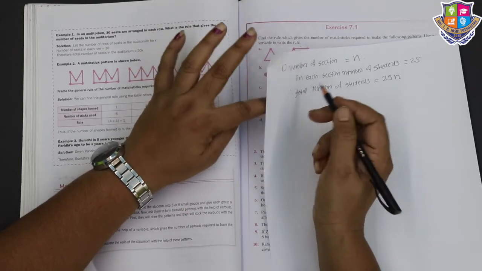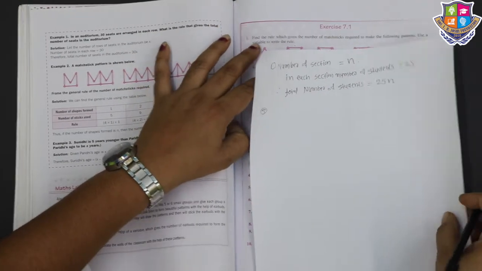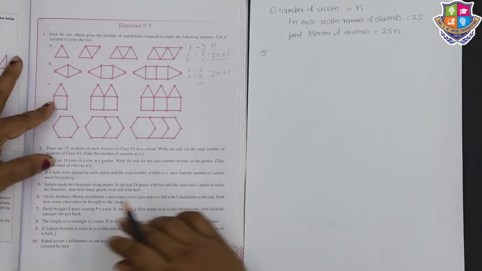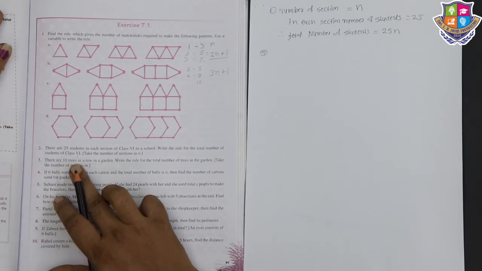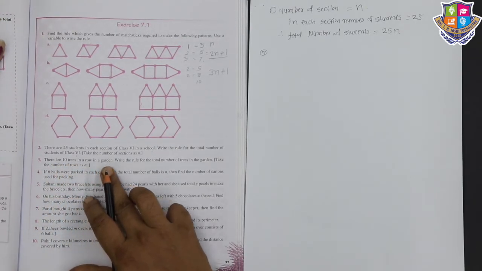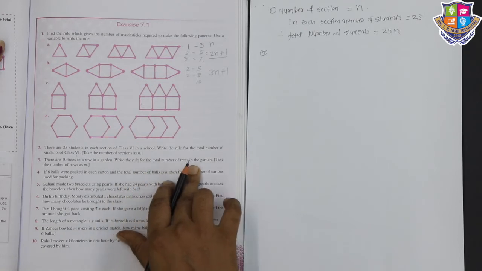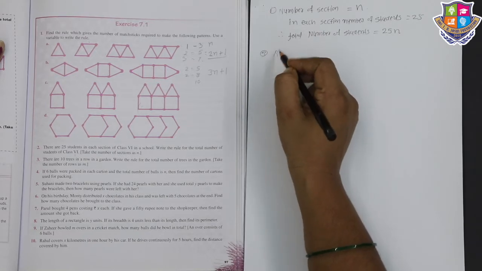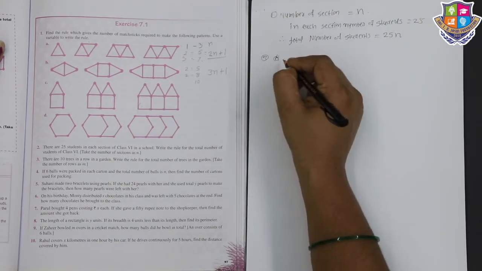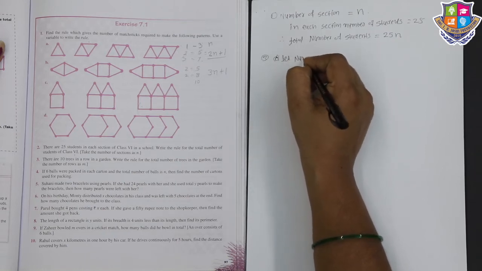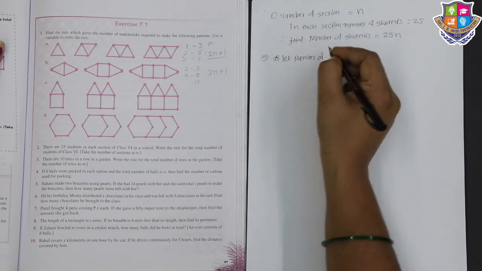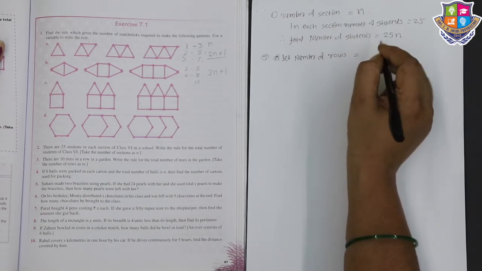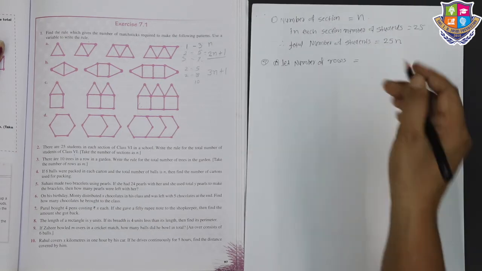Now see the next one, that is the third. What is the question? There are 10 trees in a row in a garden. Write the rule for the total number of trees in the garden. Take the number of rows as m. So we just write it as: let number of rows, how much are there? Number of rows is equal to m.